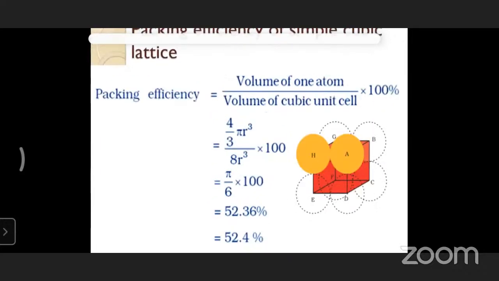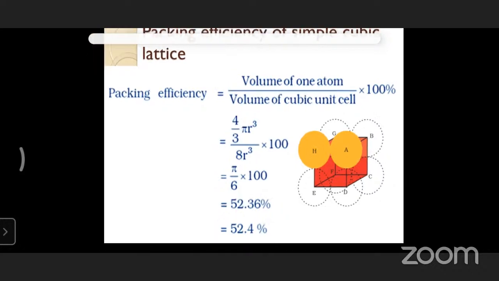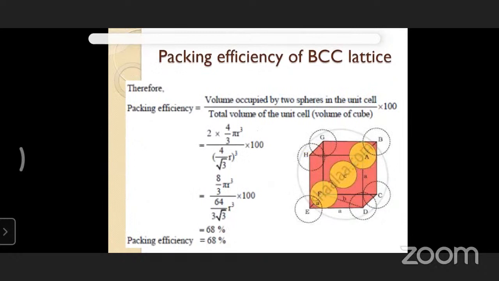52.4% packing efficiency is available in the simple cubic lattice. The remaining percentage is what then? The voids, whatever we are going to get in that, and that is the vacant space or the loss we can call clearly. Okay, this is about the simple cubic lattice packing efficiency.